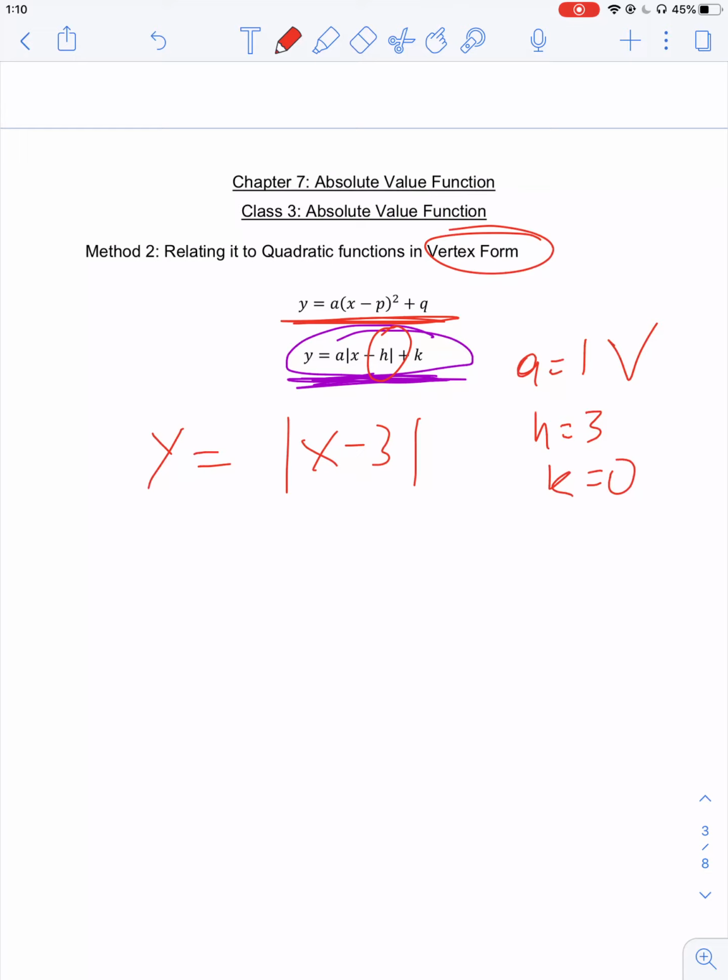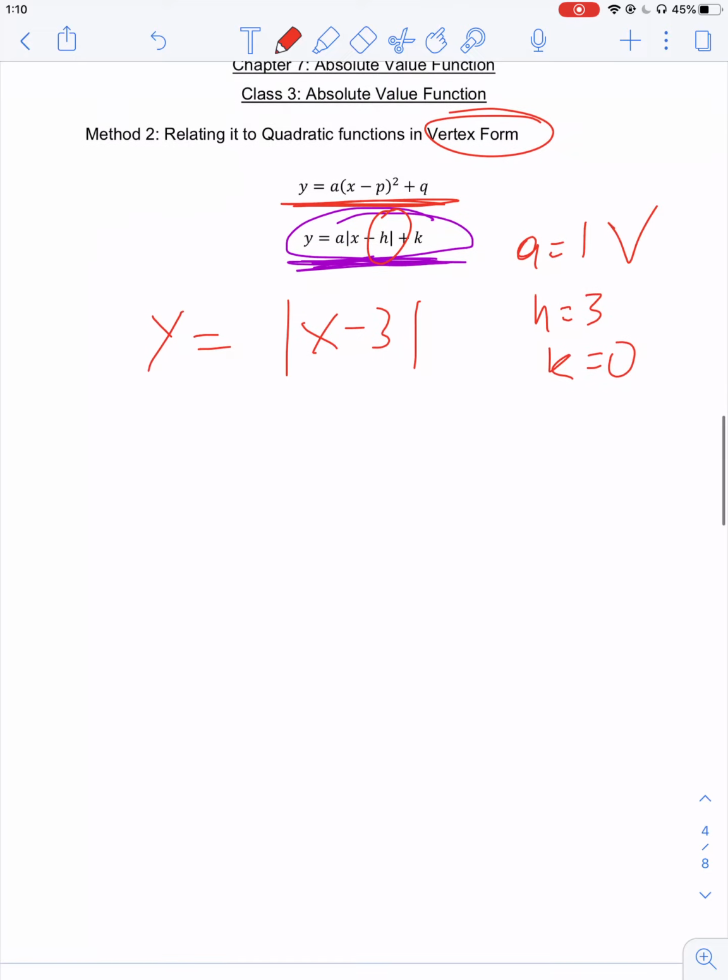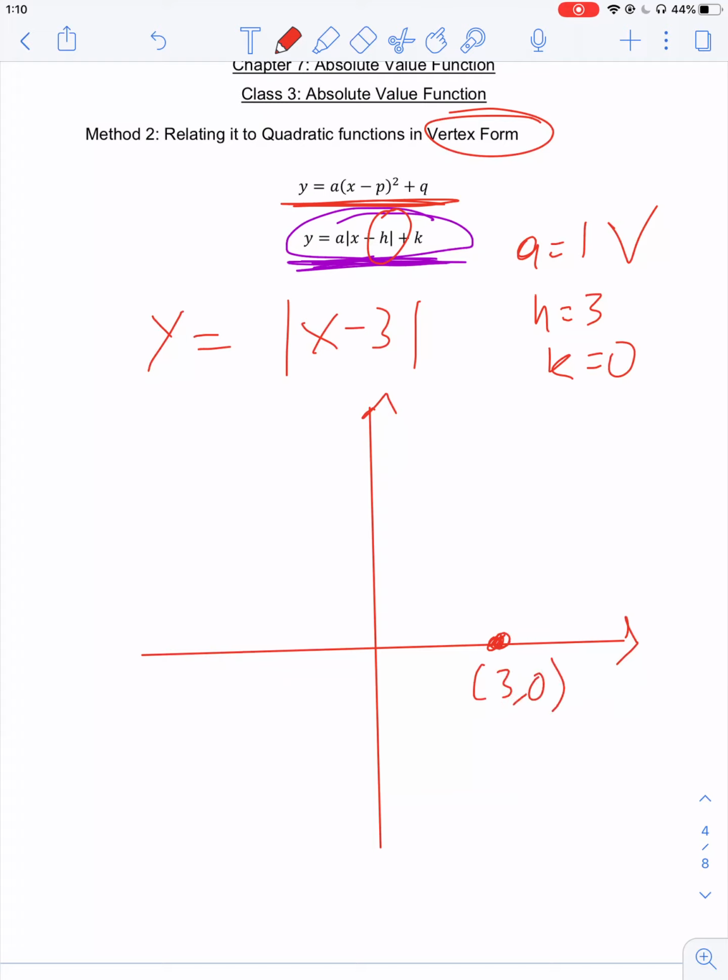And h and k are kind of like your vertex. So if I were to graph this, what I would do is just this. Very simple. My vertex is at 3, remember, this is kind of like your x. So your x coordinate is 3 and your y coordinate is 0, so 3 comma 0, this is your vertex.